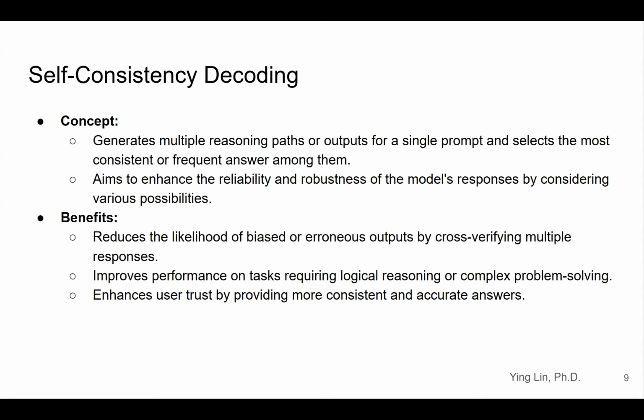So we can generate multiple responses to the same query, compare answers, analyze consistency across responses, and select the most frequently occurring or logically consistent answer. This approach mimics how humans verify ideas by cross-checking different perspectives before settling on a conclusion. The benefits of self-consistency decoding include enhancing reliability and accuracy, reducing biases and errors, improving logical reasoning and complex problem solving, and building user trust in AI responses.